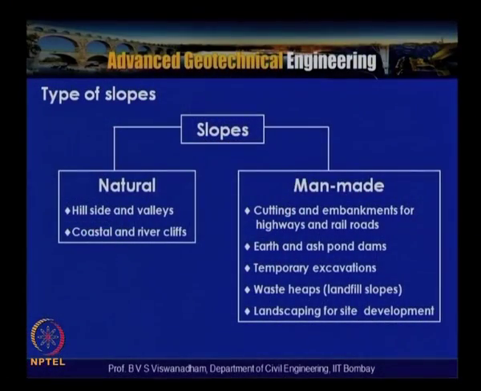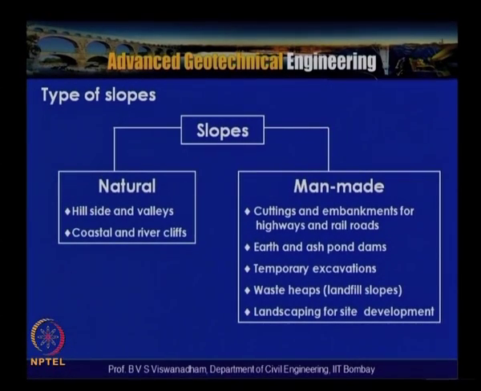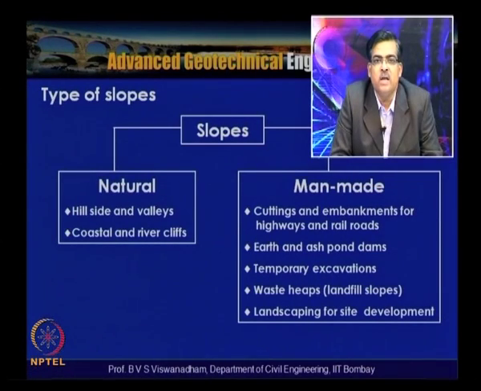After having discussed these slopes, they are basically again natural and man-made. For natural slopes, the examples are hillsides and valleys, and coastal and river cliffs. As far as man-made slopes are concerned, they include slopes in cuttings and embankments for highways and railroads, earth and ash pond dams, temporary excavations and waste heaps, which are nothing but landfills, and landscaping for site development. So, they form the examples of man-made slopes.